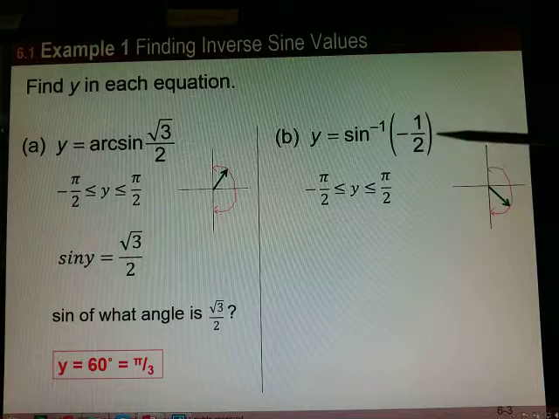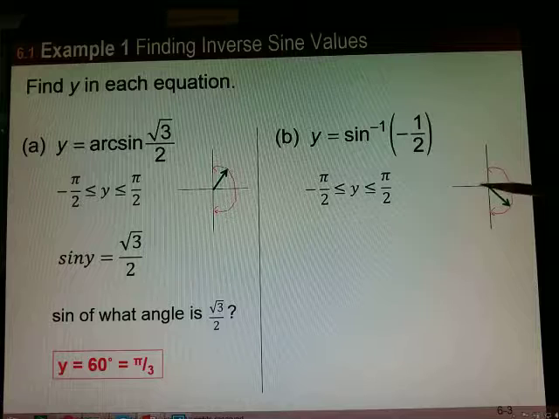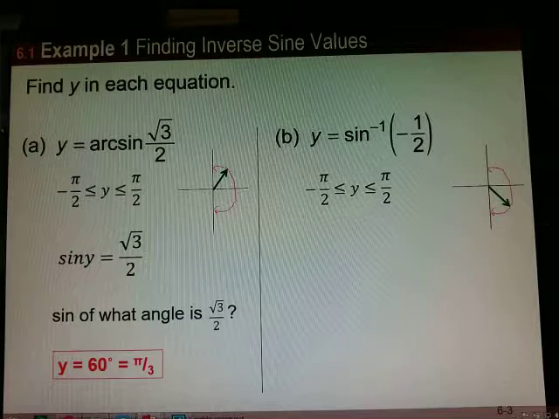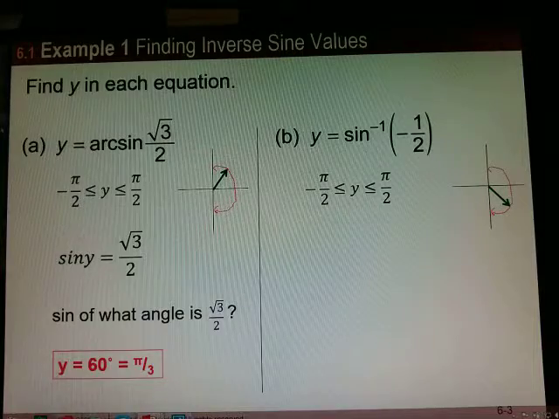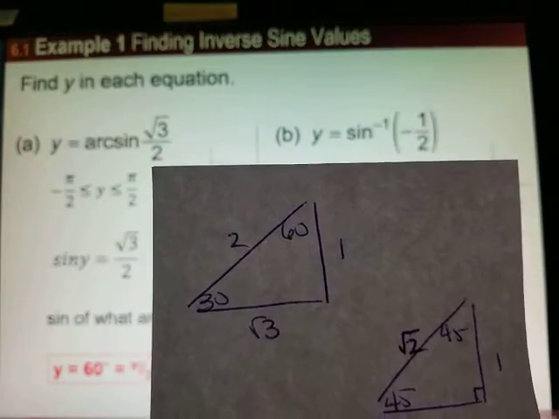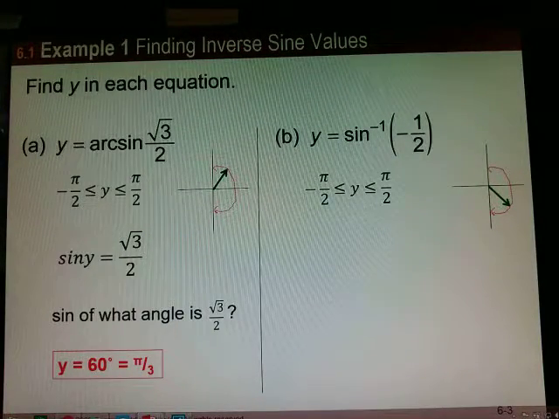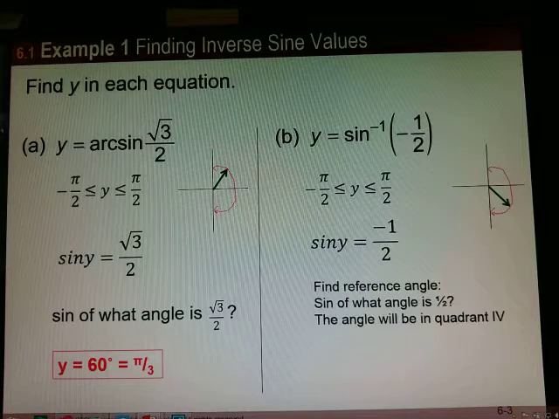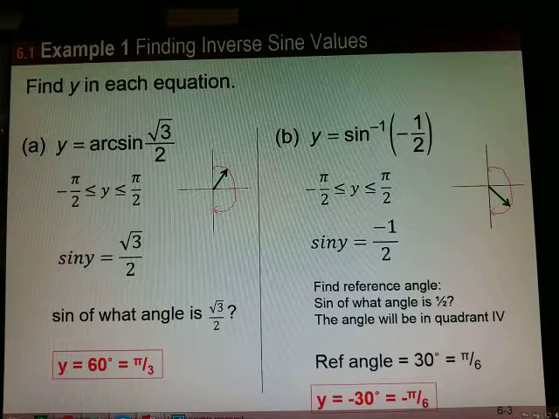So again, for the inverse sine to be negative 1/2, I'm looking for when that is going to be down here in quadrant 4. Now, when is the sine 1/2? Take a look at your 30-60 triangle. So when is the sine 1/2? The sine of which angle? Well, that would be the sine of 30 degrees. The sine of 30 degrees is 1 over 2. So therefore my answer would be negative 30 degrees and negative pi over 6.